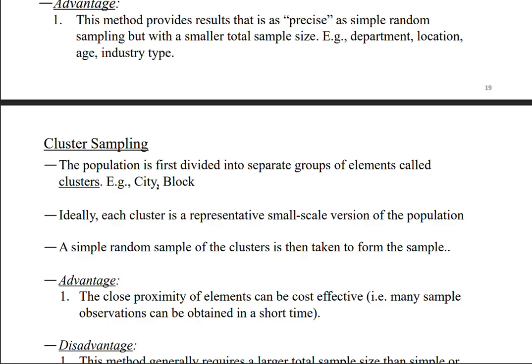Now, another one which is very similar to stratified random sampling is cluster sampling. Very similar in the sense that we divide them into separate groups called clusters as well. And then each cluster will represent a small scale version of the sample, and then we'll randomly choose from the cluster. The difference though with cluster sampling is that we divide them based on proximity.